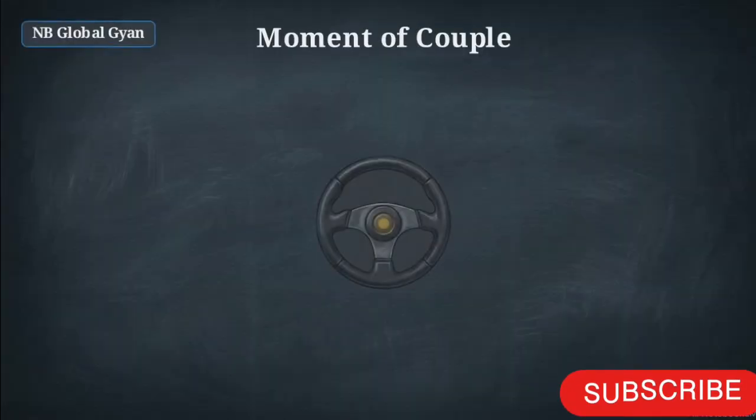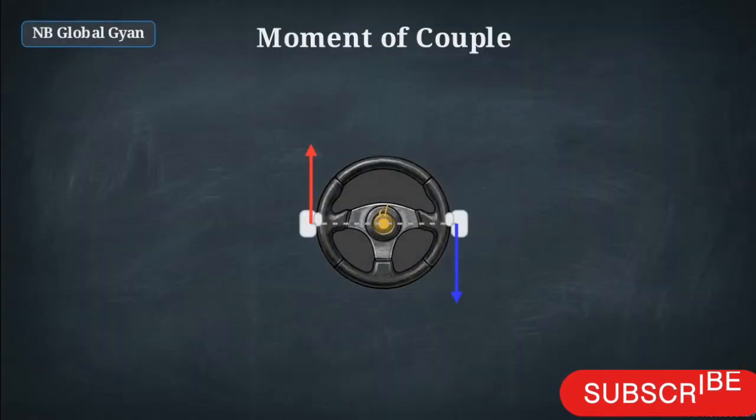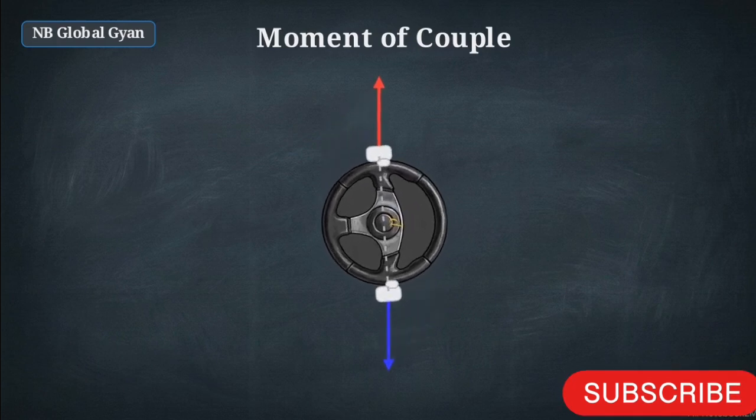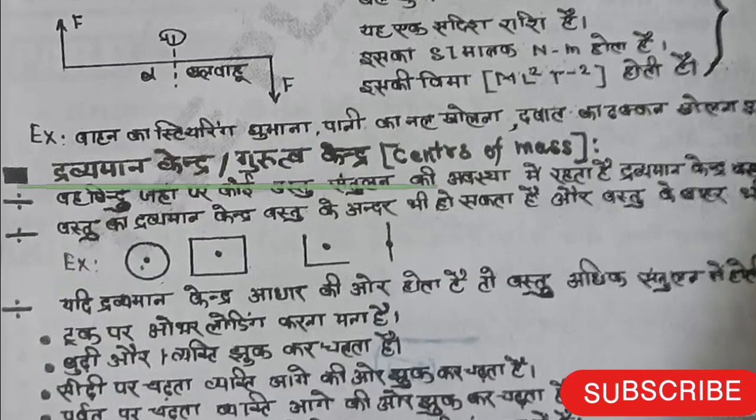The moment of couple, bal yugma, occurs when two equal and opposite forces act on the same axis. We see this in action whenever we turn a car's steering wheel. The center of mass, dravyaman kendra, is the point where an object balances. For stability, this point must stay within the object's base.